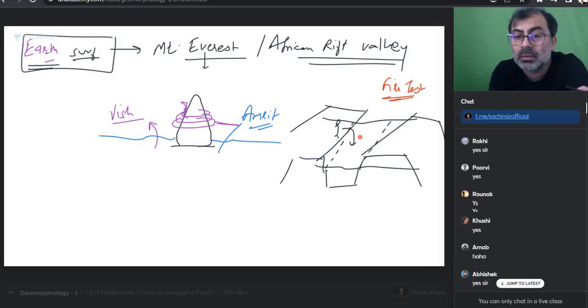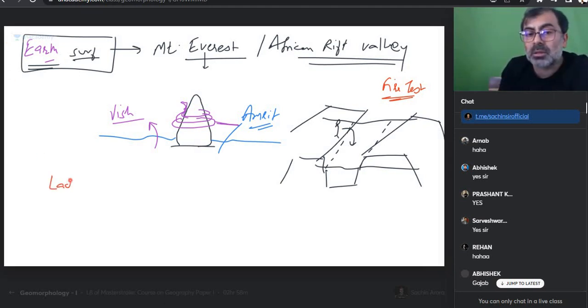This is Rift Valley. No teacher teaches this. I'm also not teaching this. I am just saying that when we don't have scientific explanations, lack of scientific explanation may, do we take mythological reasons also?